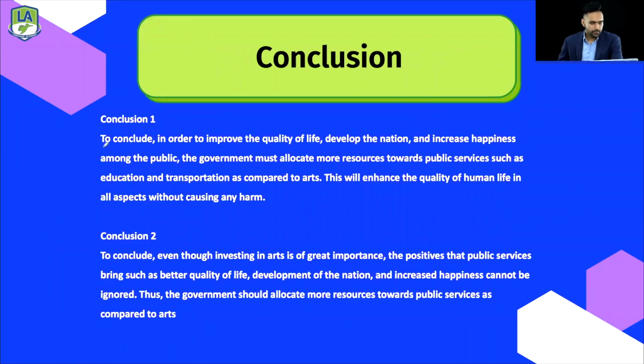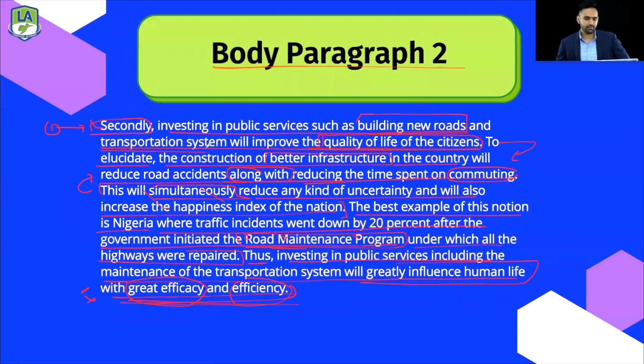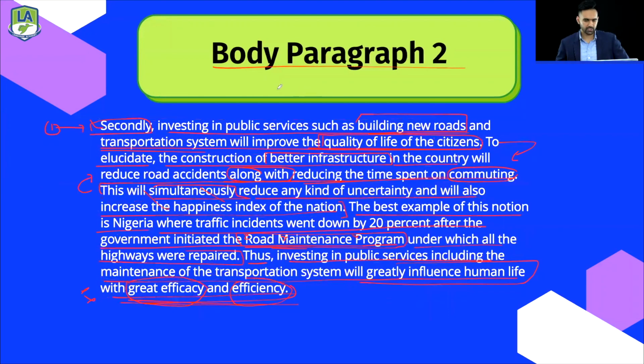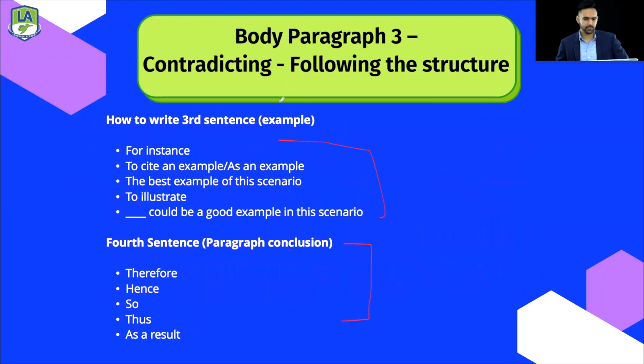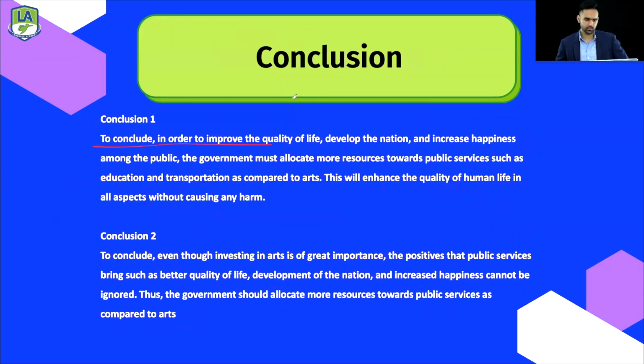To conclude, in order to see what I have discussed, first of all, have a look over here. In conclusion, we have to just take everything into account that we have discussed in BP 1, 2, and 3. Over here, we talked about education, transportation, and in body paragraph 3, we discussed employment, history, mental stress. To conclude, in order to improve quality of life, develop the nation, and increase happiness among the public, the government must allocate more resources.